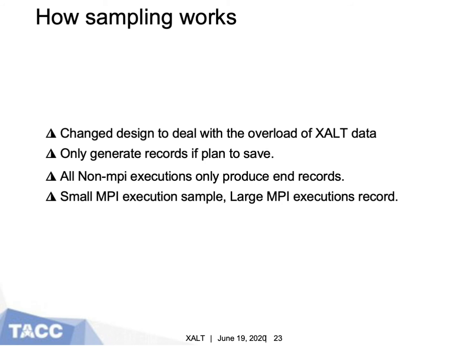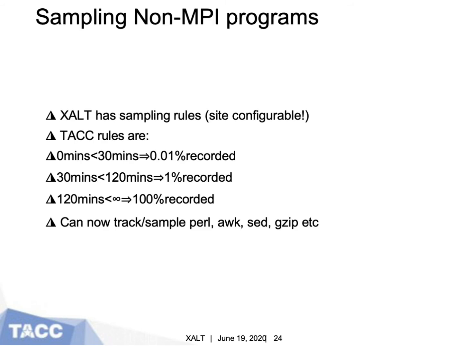So we have to filter out these short run jobs. I'm only going to generate records if they're planned to save. The first step was all non-MPI, and I will sometimes call that scalar, executions only produce an end record. Small MPI executions sample, large MPI executions record. What does that mean? So sampling goes like this.